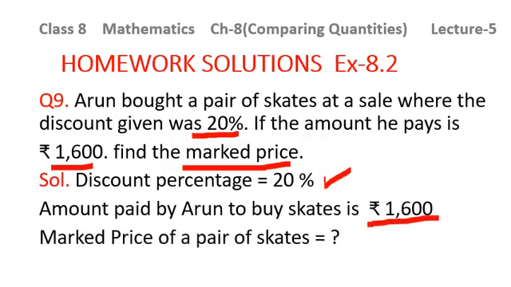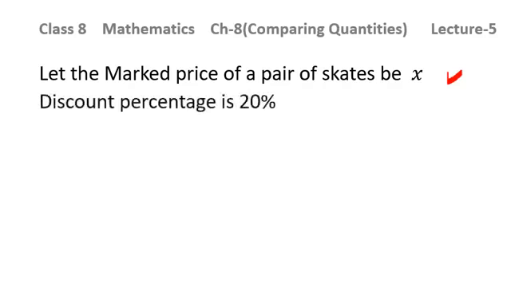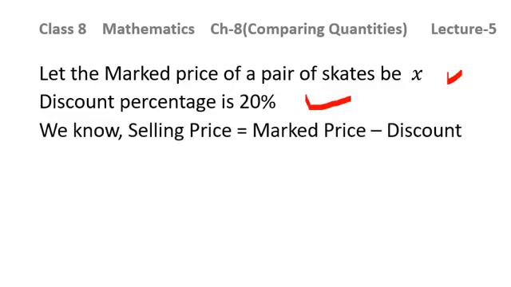We need to find the marked price of the pair of skates, and we know that amount paid by Arun means SP is given to you and discount is given to you in percentage, and we know the formula. Let us see how we will proceed. Let us suppose the marked price of the pair of skates is X. We do not know, so we have taken it X, or you can take any unknown variable. Then discount percentage is 20%.